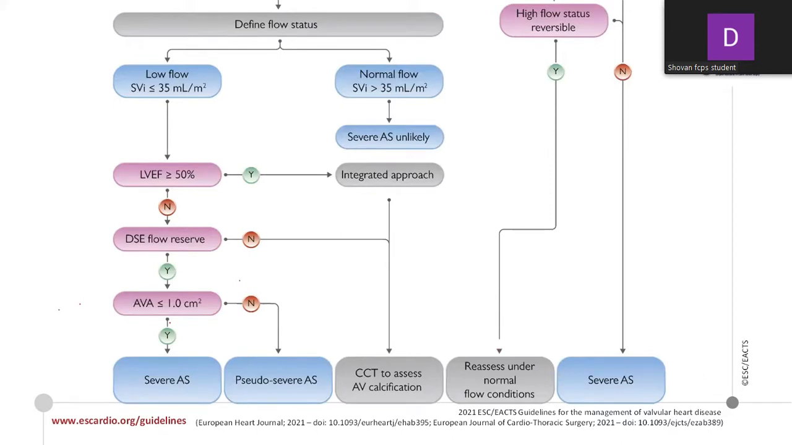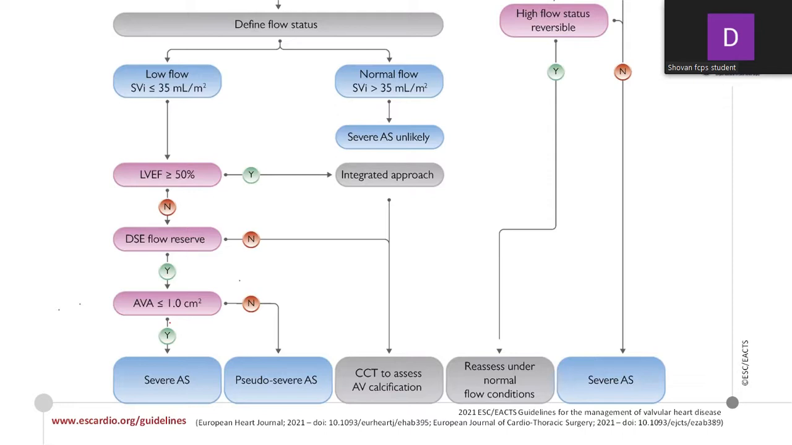If the stroke volume index is greater than 35, that is normal, and if the stroke volume index is less than 35, that is abnormal or low stroke volume. Along with that, we have to consider left ventricular ejection fraction. If the patient has low flow, that is low stroke volume, along with left ventricular ejection fraction below 50%, that indicates this patient may have a concomitant other cardiac muscle problem, maybe due to coronary artery disease, or this muscle problem may be due to valvular heart disease also. So at that time, we need to do the dobutamine stress echo.